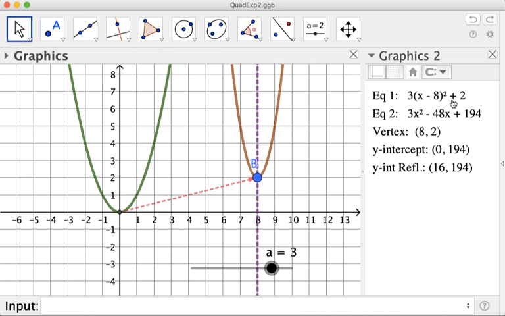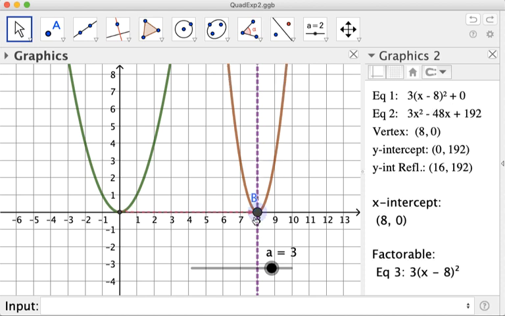Notice that in the vertex form, the only thing that changes is this a value right here. The value inside the parentheses, the x minus 8, does not change because our vertex did not move, and the 2 did not change because our vertex did not move. And these are the x and y values of our vertex. In the standard form, however, these two coefficients, the coefficient for the x term and the constant, both changed. That's because when we expand this, we're now multiplying everything that gets expanded by 3, and so that's going to change everything here.